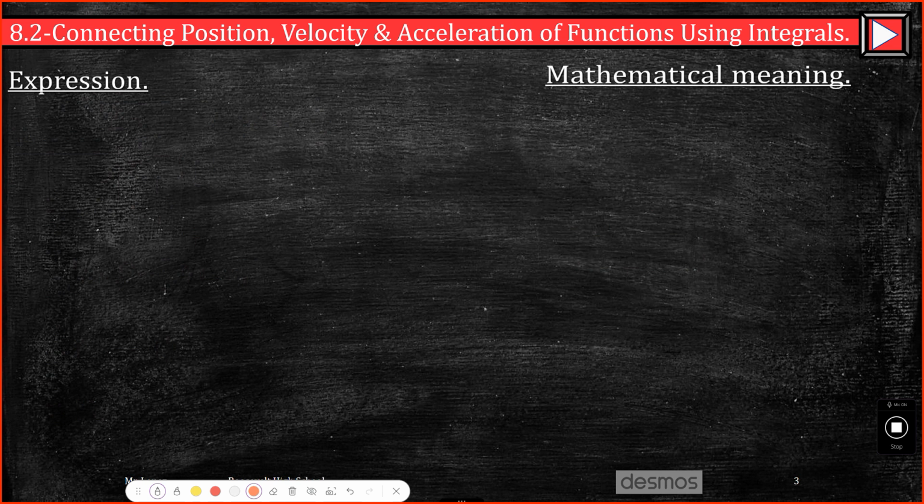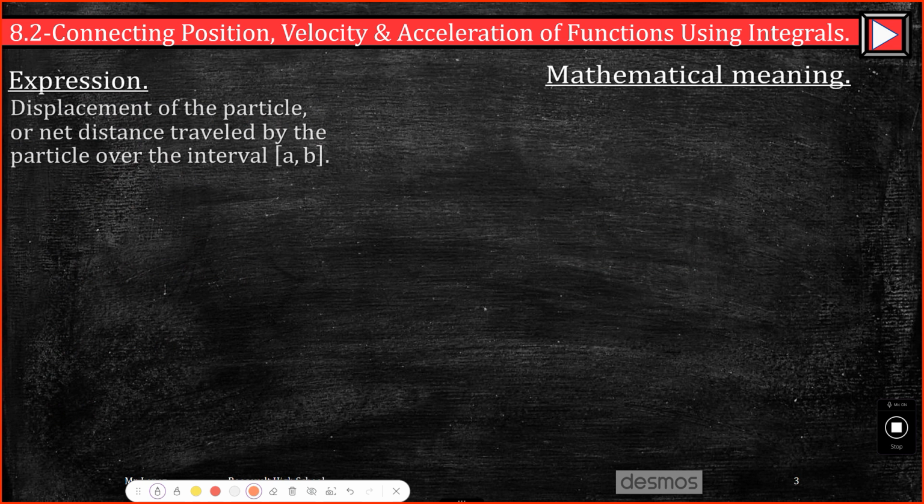All right, let's go. Connecting position, velocity, acceleration of functions using integrals. We've done position, velocity, and acceleration before we did any integrals, in chapter 4, and now we're gonna do it with integrals. So we gotta really understand what these expressions mean. A displacement of the particle, in other words, net distance traveled by the particle over the interval from A to B.